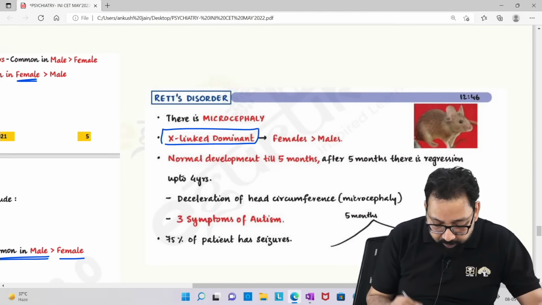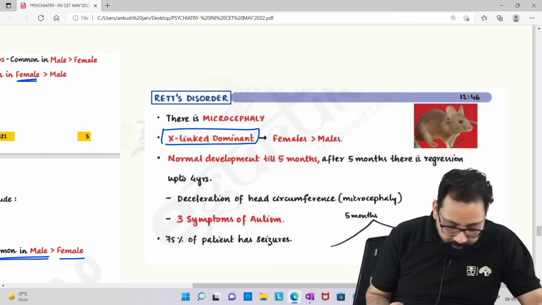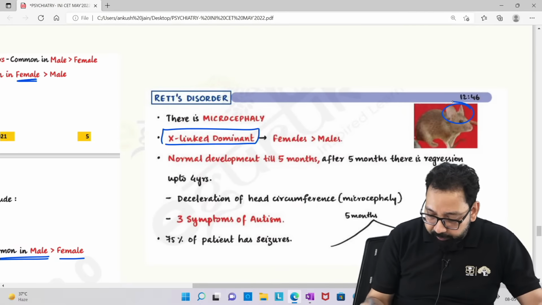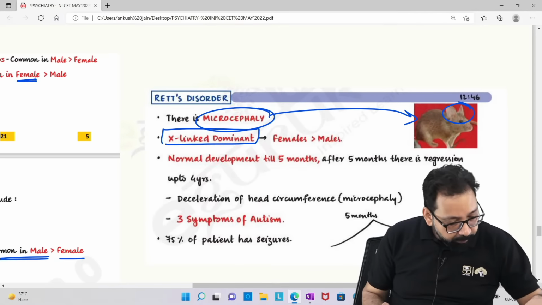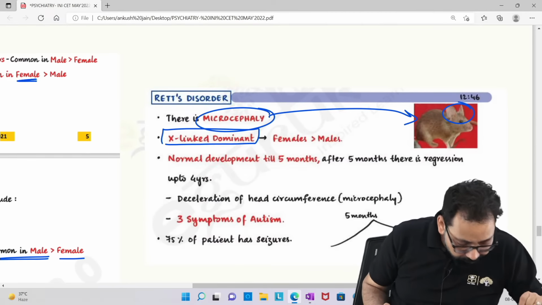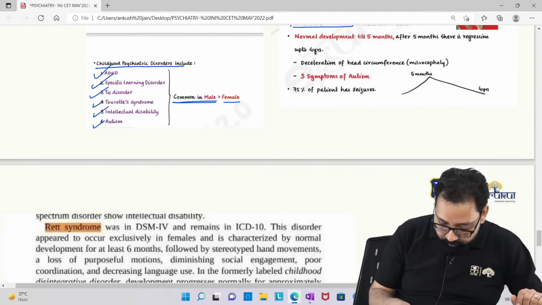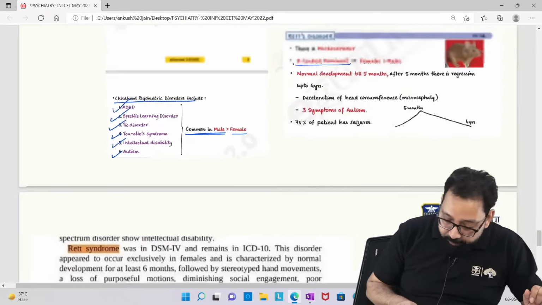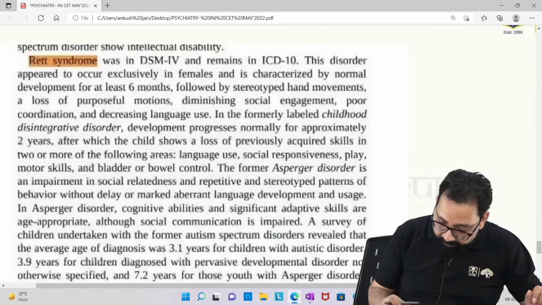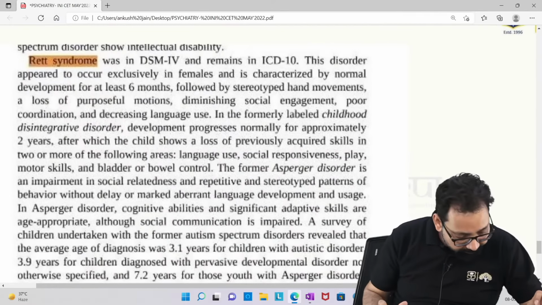This question was there. I think one more question was there, X-linked dominant, and this is microcephaly. Rett syndrome usually has microcephaly. Yes, in Rett syndrome. I have taken this from the latest edition.